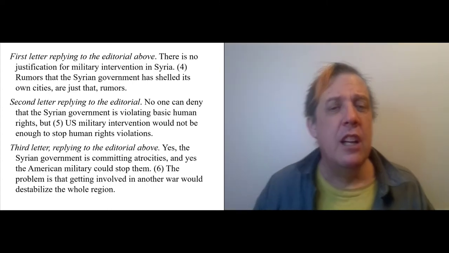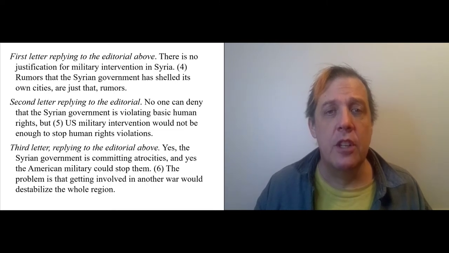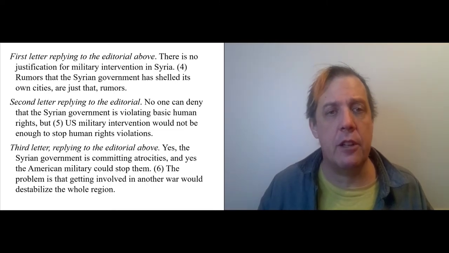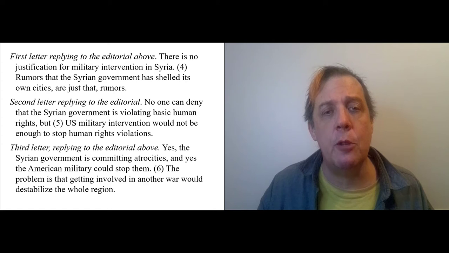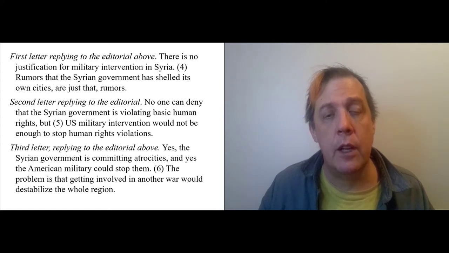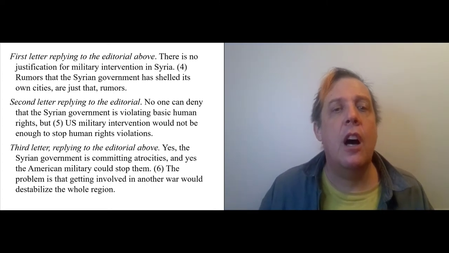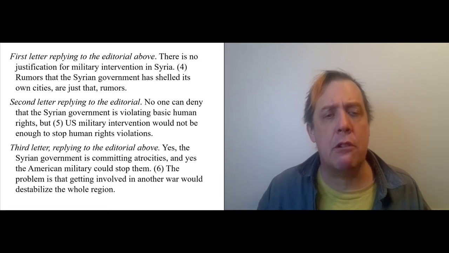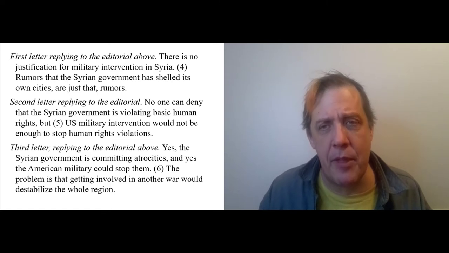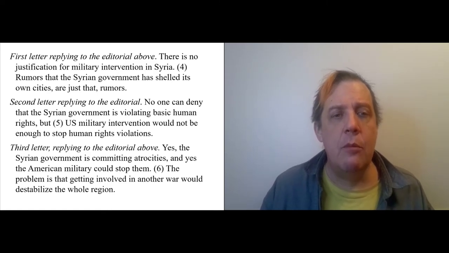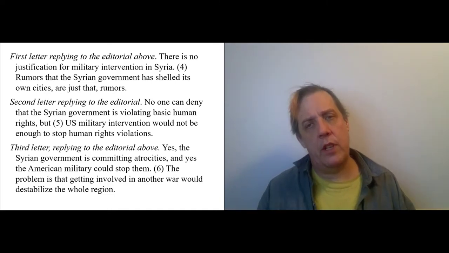Second letter says, no one can deny that the Syrian government is violating basic human rights. So they're conceding the thing that the first letter challenged, but U.S. military intervention would not be enough to stop human rights violations. Right? And then there's a third letter. It says, yes, the Syrian government is committing atrocities, and yes, the American military could stop them, but the problem is that getting involved in another war would destabilize the whole region.